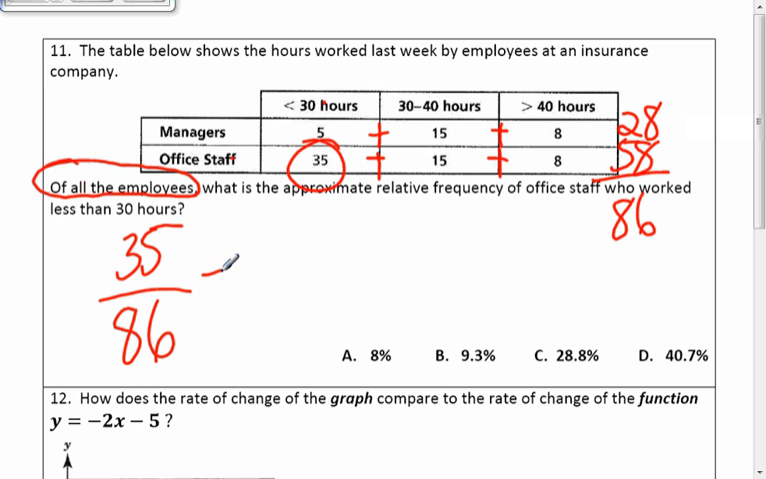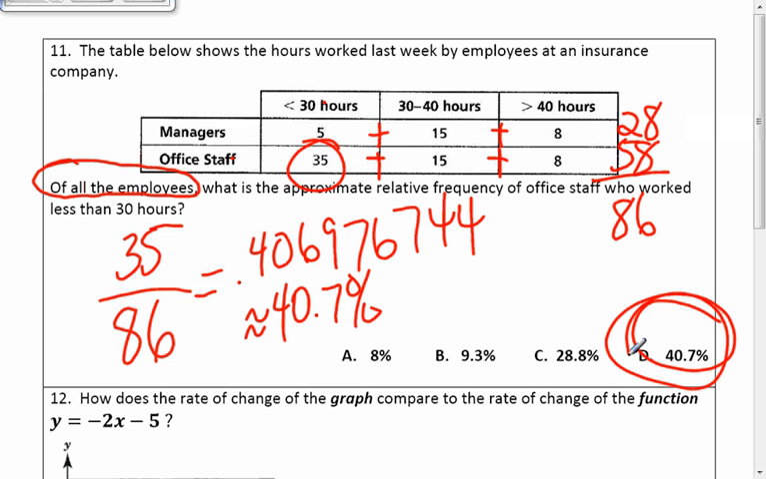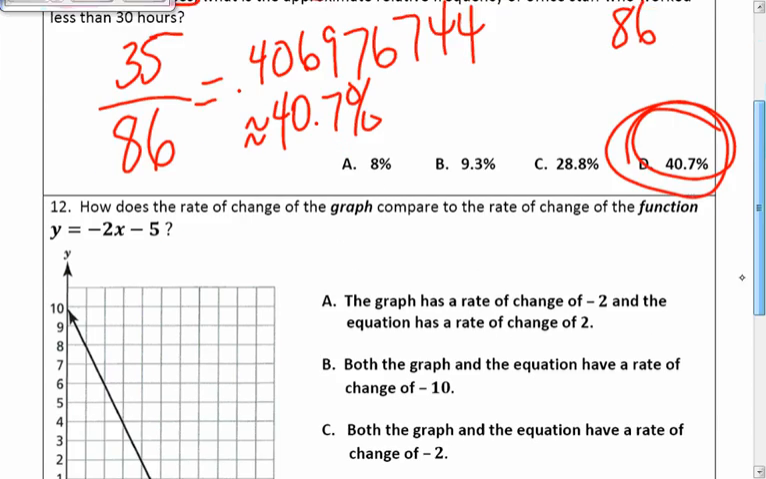35 divided by 86 is 0.406976744, which if I turn it into a percent is approximately 40.7%. Choice D is the only one that matches that. If you do a different method, if you like setting up the proportion, 35 over 86 equals percent over 100, do it that way, please. That way is perfectly acceptable.